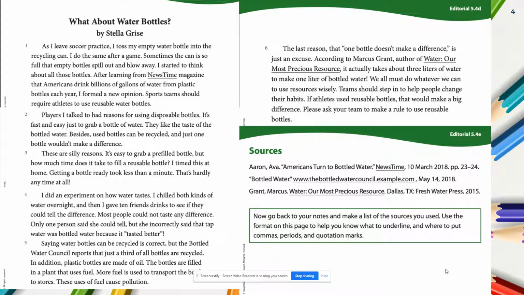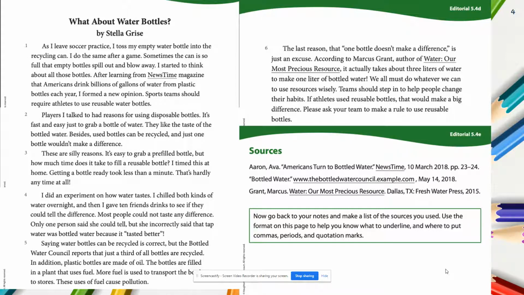Players I talked to had reasons for using disposable bottles. It's fast and easy just to grab a bottle of water. They like the taste of bottled water. Besides, used bottles can be recycled, and just one bottle wouldn't make a difference. These are silly reasons. It's easy to grab a pre-filled bottle, but how much time does it take to fill a reusable bottle? I timed this at home. Getting a bottle ready took less than 1 minute. That's hardly any time at all.